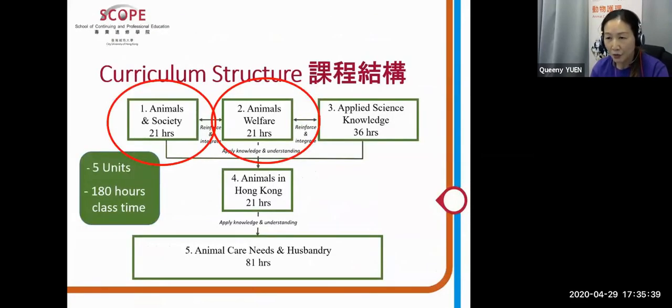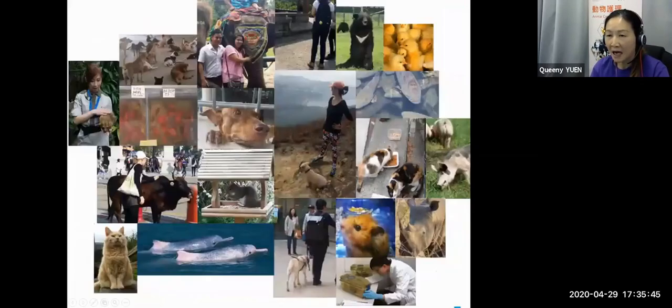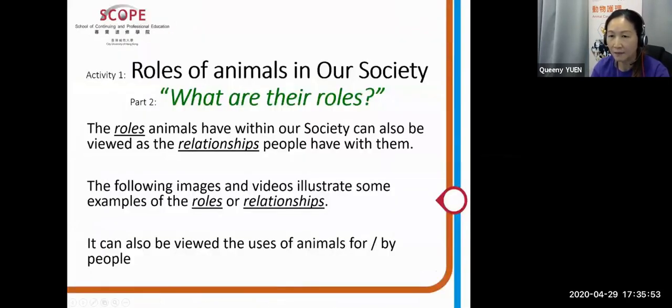Now we turn to the curriculum structure and look at Module 1 and 2. Module 1, Animal and Society. We'll look at and discuss all different types of animals we encounter in our society. We look at the different animal roles we humans assign to animals in our society and the human-animal relationships that exist in these roles.